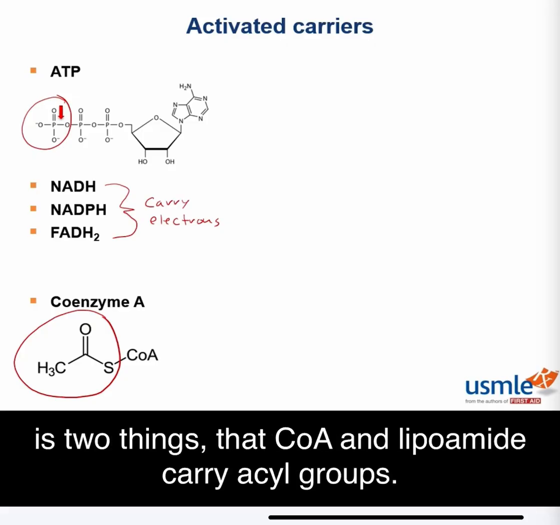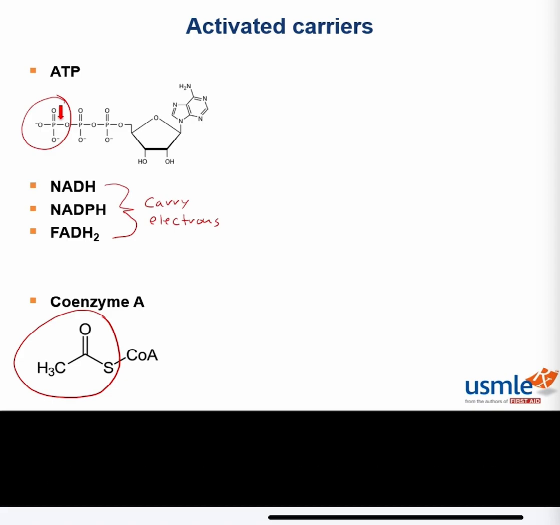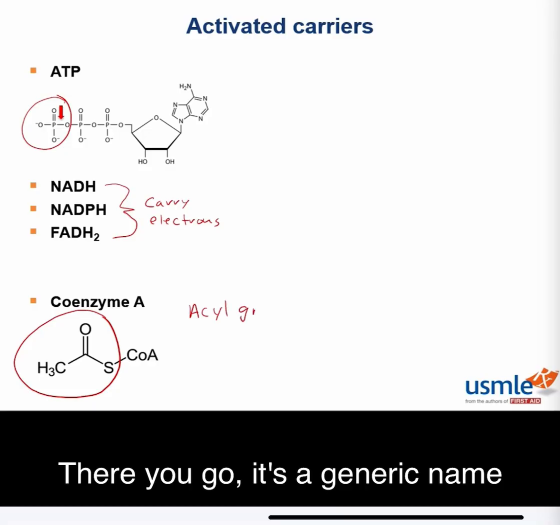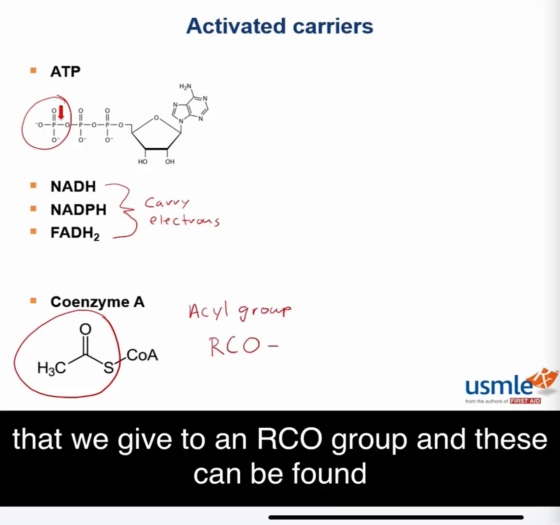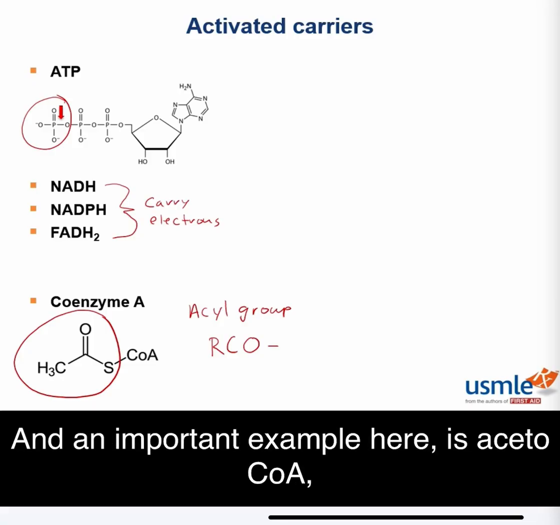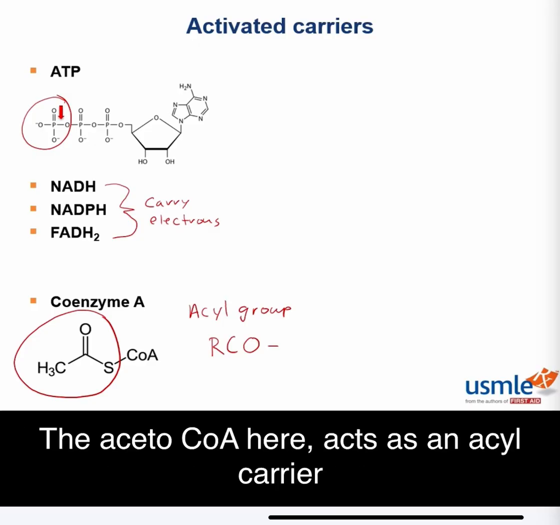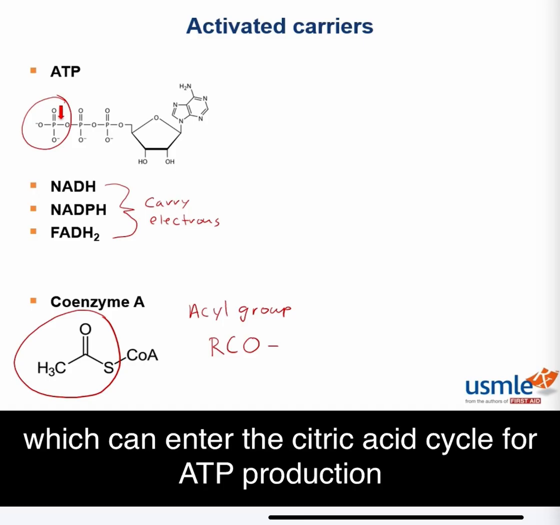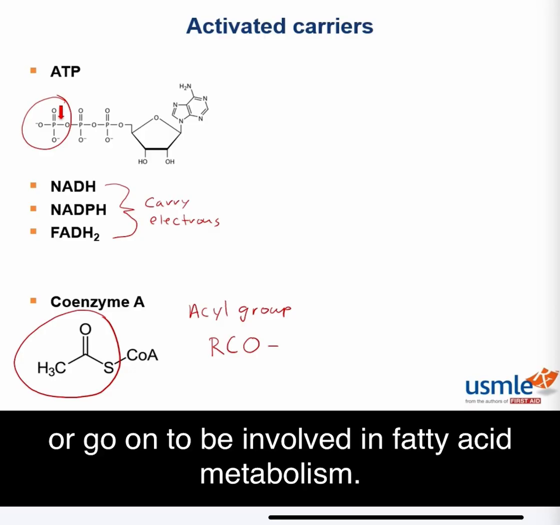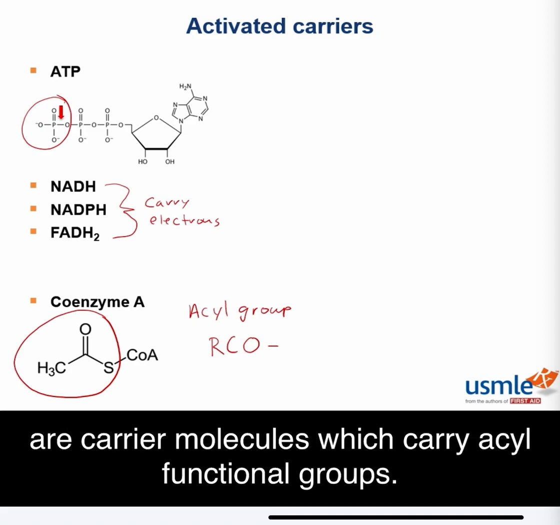That CoA and lipoamide carry acyl groups. And what exactly is an acyl group? There you go. It's a generic name that we give to an RCO group. And these can be found on esters, ketones, and amines, to name a few. And an important example here is acetyl-CoA, which is formed by pyruvate. The acetyl-CoA here acts as an acyl carrier, which can enter the citric acid cycle for ATP production, or go on to be involved in fatty acid metabolism. And just to review, coenzyme A as well as lipoamide are carrier molecules which carry acyl functional groups.